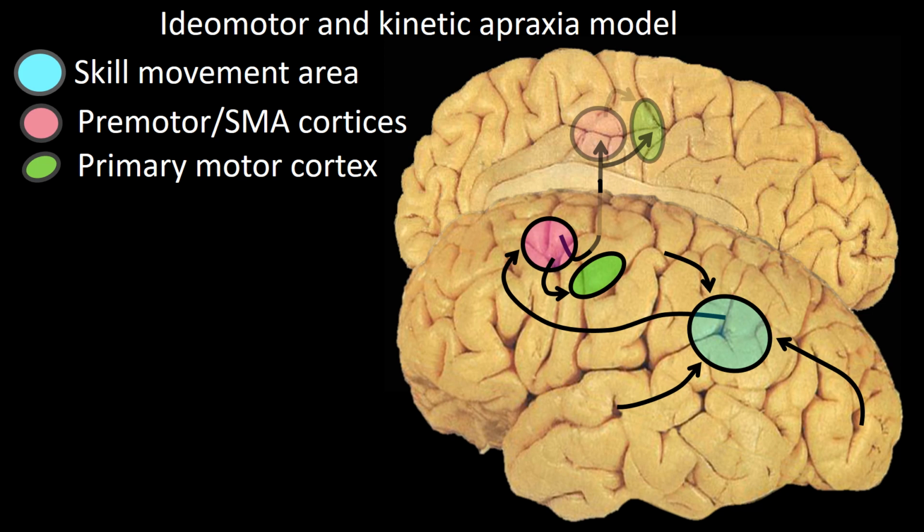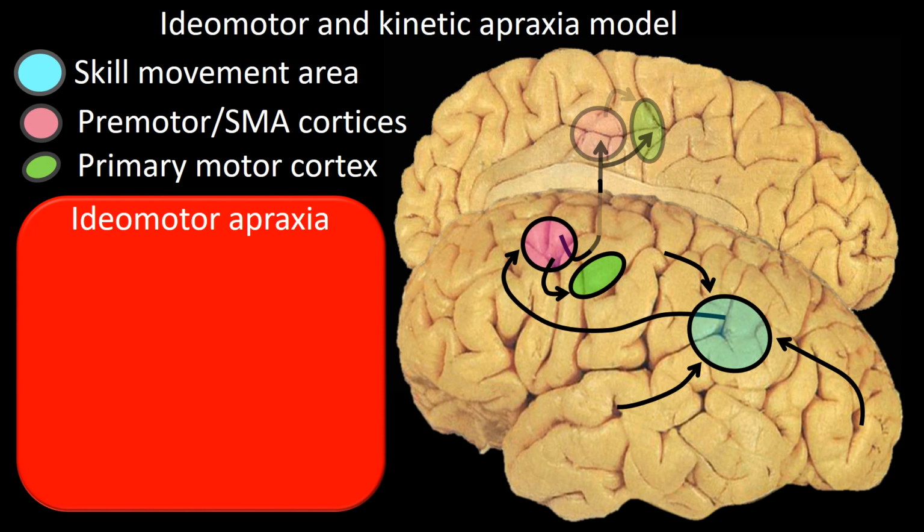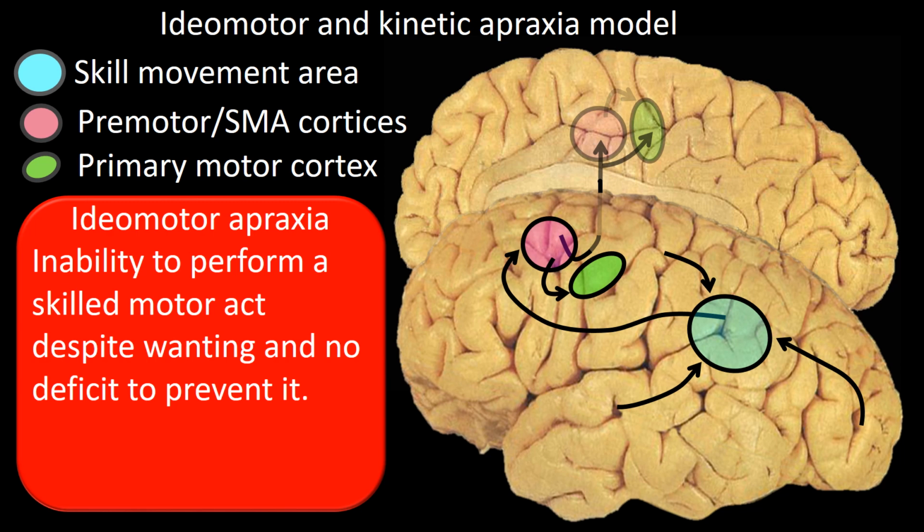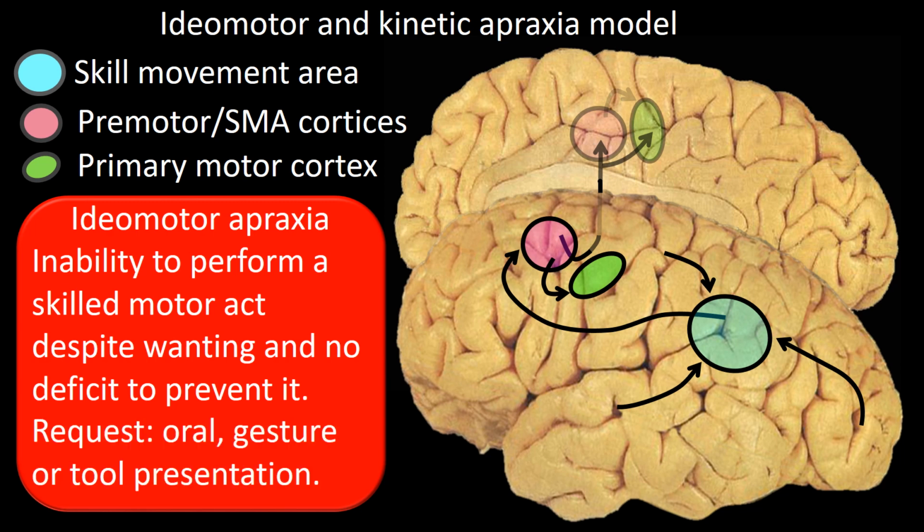The right hemisphere primary motor cortex also receives signal from the ipsilateral premotor and supplementary motor area cortices. So, in the case of ideomotor apraxia, as we will define it, there will be inability to perform a skill motor act despite the patient wanting to do it and no detectable motor or sensory deficit to prevent it. This inability will occur regardless of the modality in which the request is presented, sensory, visual, or auditory.